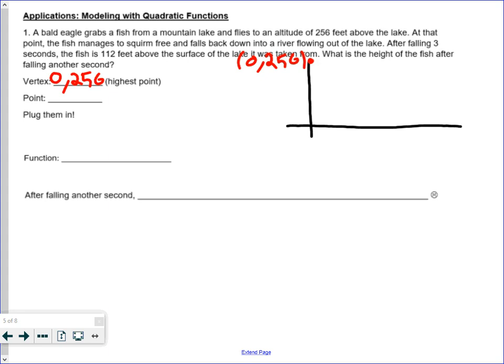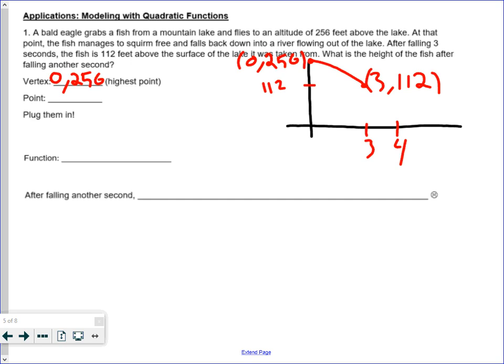We know we start at this point here, at 0, 256, and the fish starts falling downwards until about x equals 3, or in other words, after 3 seconds, and it is about 112 feet above the surface of the ground. It's not to scale, but bear with me. So it's something like this, okay? And what we want to know is what's going to happen in the fourth second. So we know this point is 3, 112.